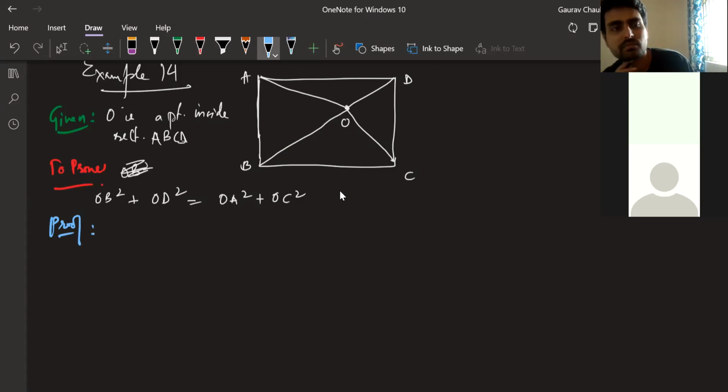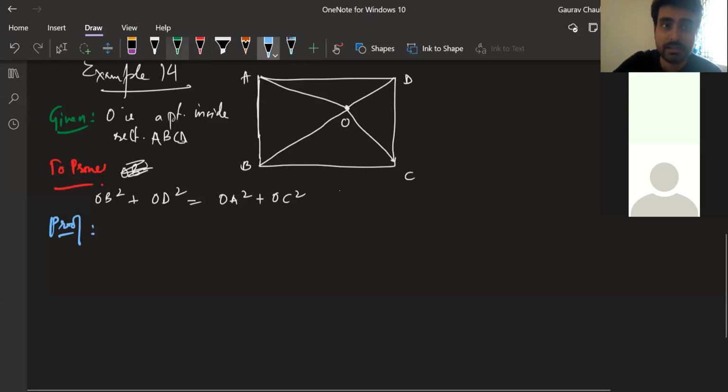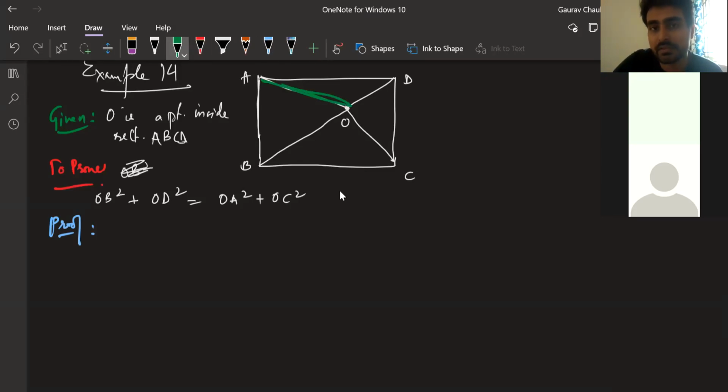Obviously, since we have these squares, triangles, and this is a rectangle, there are 90 degrees involved. We have to start looking for right triangles. But it's not going to be very direct, because there's no 90 degree here anywhere. The 90 degrees is like this, and like this. So right now, for OA square or OB square, I'm not finding any right triangle.